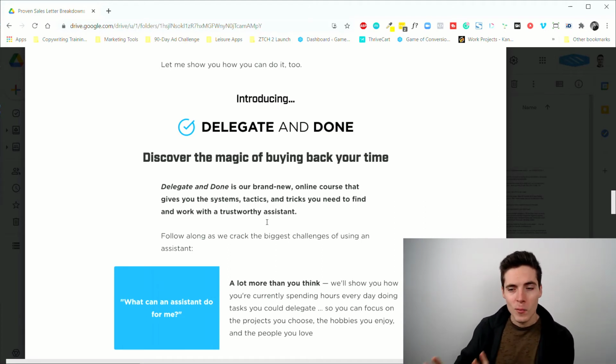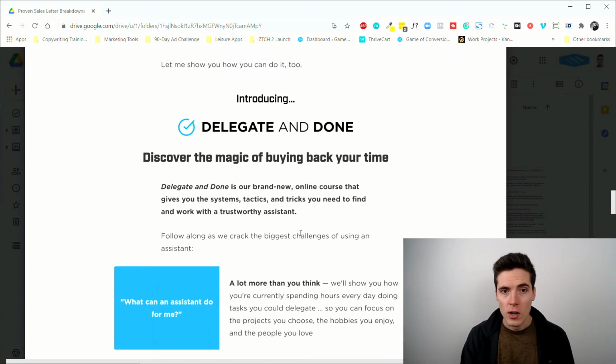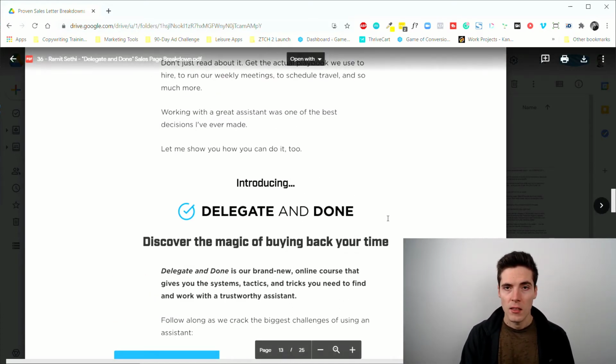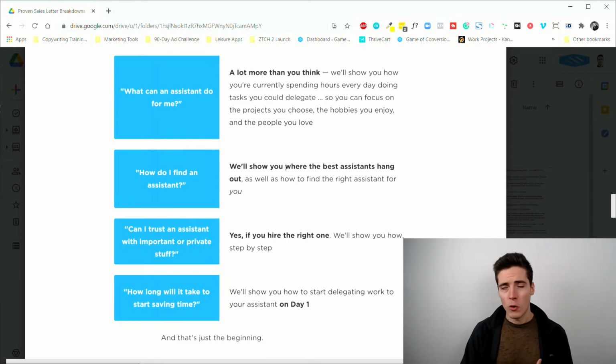I'm not going to go into more detail right now, but just know that whenever you introduce a product or a course or something, whether for your clients or for yourself, use this structure. Use the introducing, name of the product, tagline, unique selling proposition. And then this is a relatively cookie cutter type of offer structure.